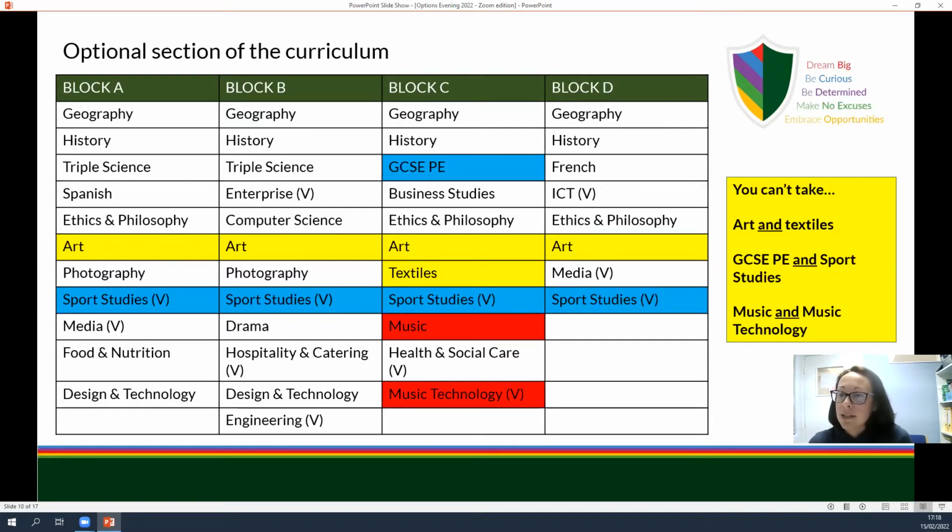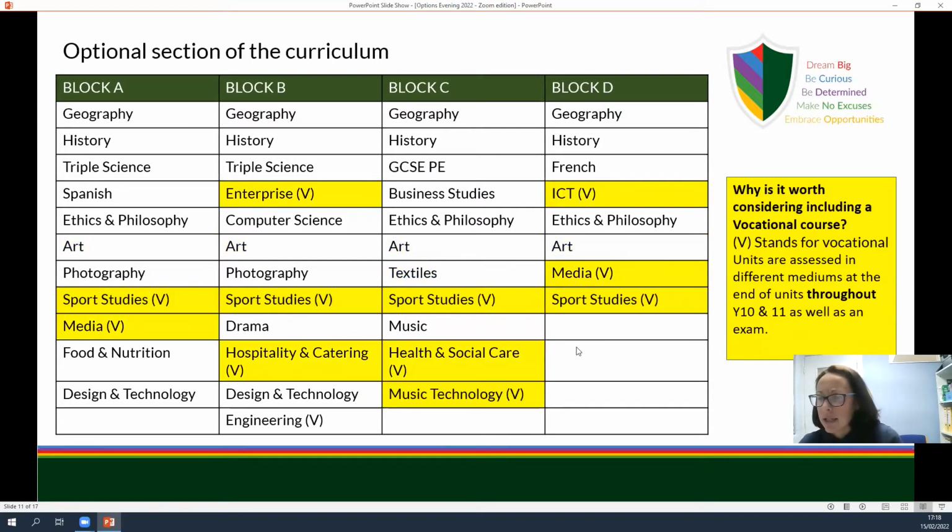Okay, the last one is art and textiles. Because in your art portfolios and your project-based and your main theme, you can use textiles within your course, again, they say that they are too similar. So you can't take art in block B and then textiles in block C.